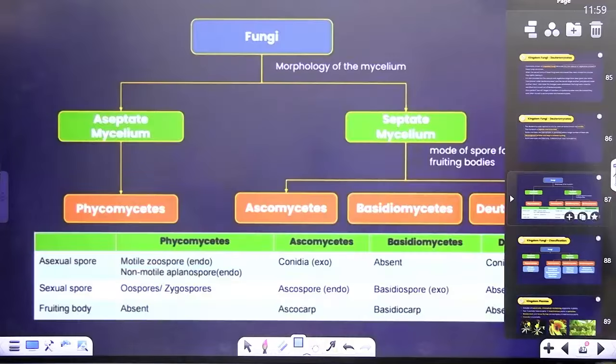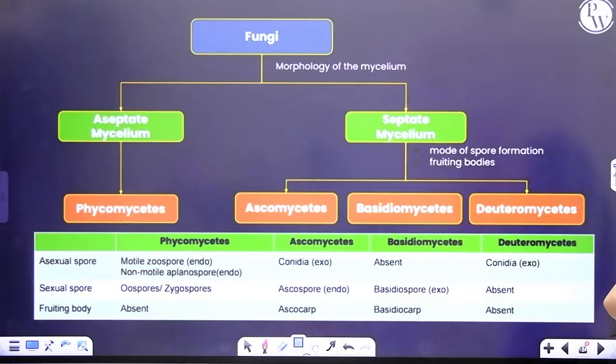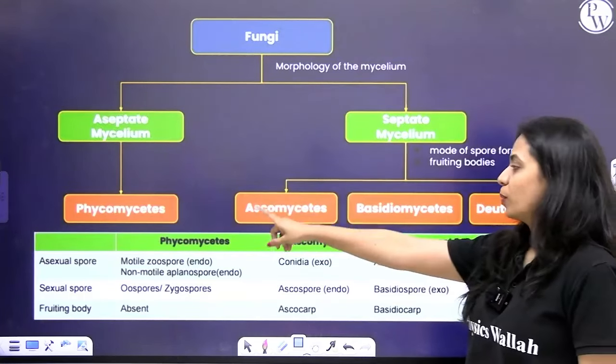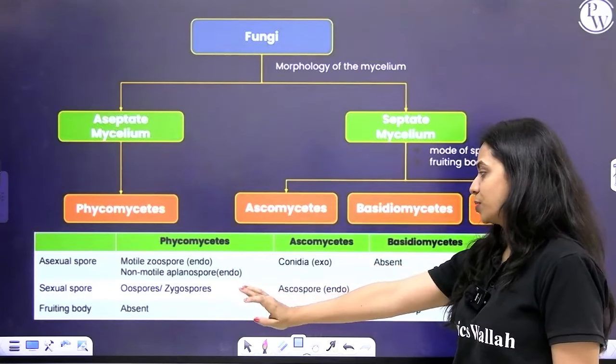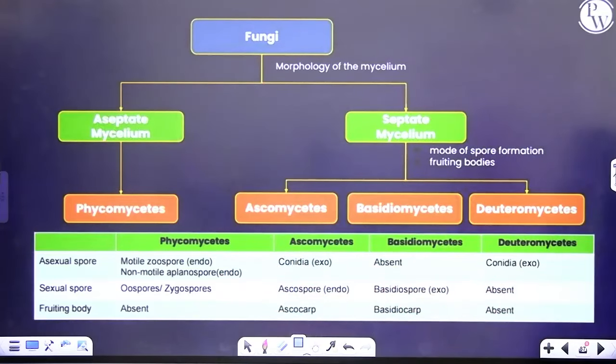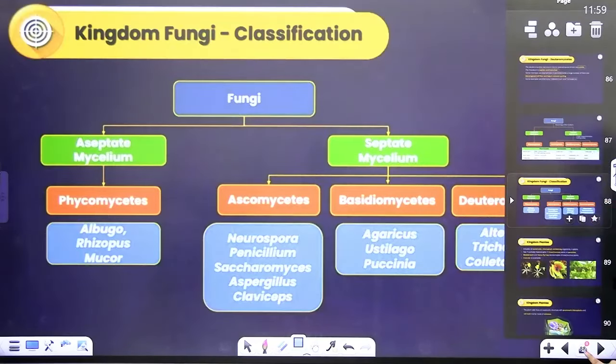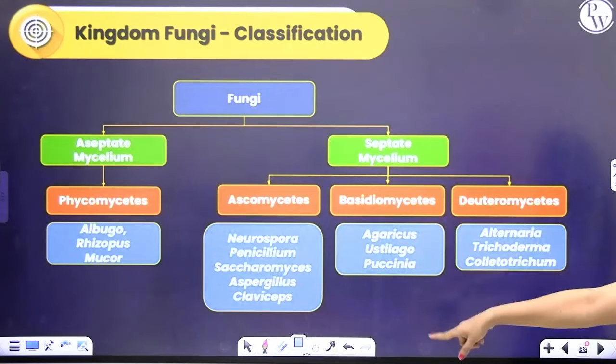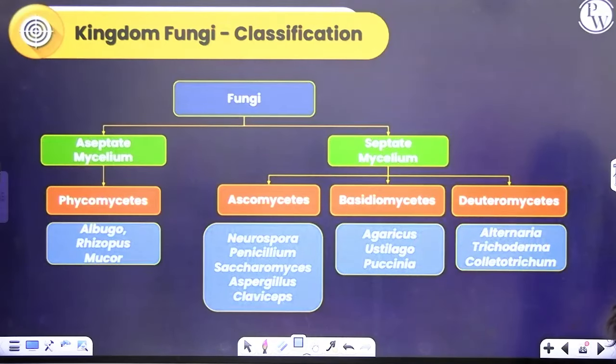Now, here is an overall comparison of different types of spores, different ways of reproduction that happen in fungi. In phycomycetes, what are the asexual spores formed, sexual spores formed, and what is the fruiting body called? Does it have a fruiting body at all? All of this is mentioned here in this table. You can take a look at it and refer to it in your notes. Okay. Now, here is another slide that I've added listing the examples of each group of fungus. So, you can use this to revise in your notes.